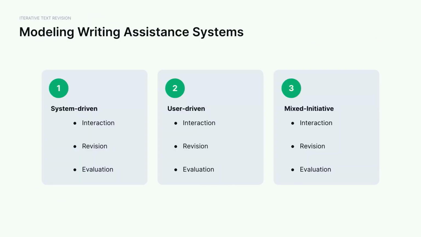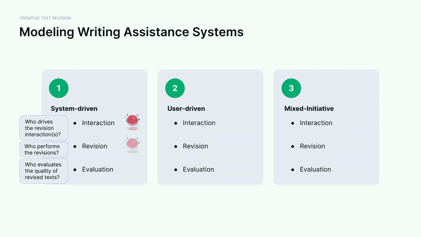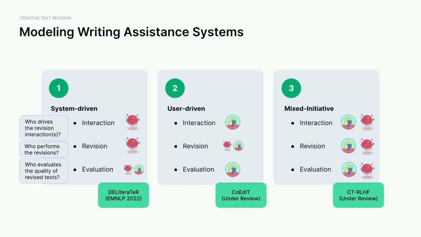So when it comes to modeling the writing process over time, we've seen three distinct patterns which form the body of our work. And these are called system-driven, user-driven, and mixed initiative writing assistant systems. They mainly differ across three different axes. The first one is interaction, defined as who out of human and machine drives the revision interactions. Second one is revision, who out of human and machine performs the revision. And finally, evaluation, defined as who out of human and machine evaluates the quality of the revised text and drives the next step in the interaction.